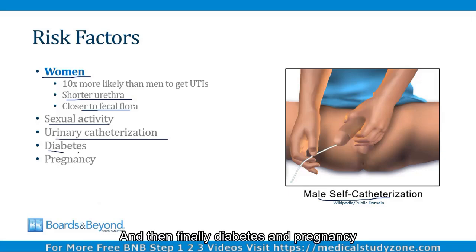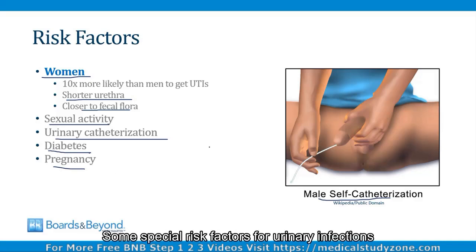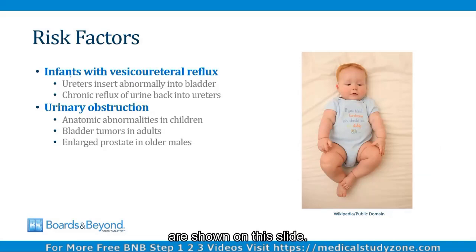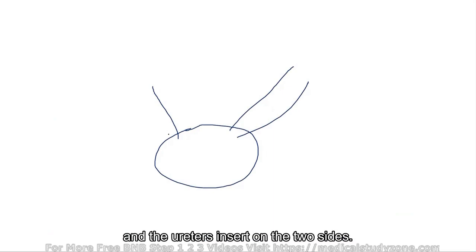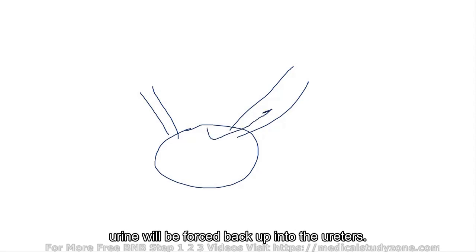And then finally, diabetes and pregnancy are well-established risk factors for urinary infections. Some special risk factors for urinary infections are shown on this slide. The first one is infants with vesicoureteral reflux. So in a baby, the bladder forms like so, and the ureters insert on the two sides. If the ureters insert abnormally, what will happen is every time the bladder contracts, urine will be forced back up into the ureters. This is called vesicoureteral reflux.